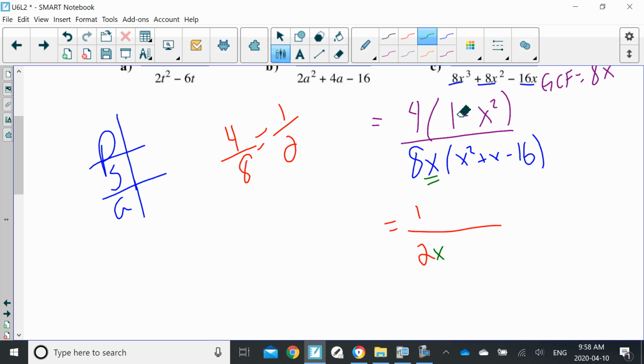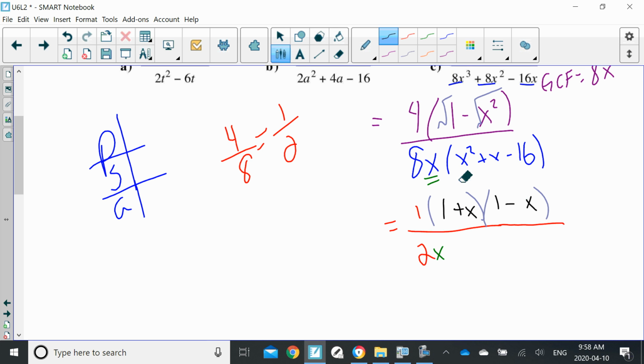This you just need to recognize is a difference of squares. 2 terms separated by a minus, and both the 1 and the x squared can be square rooted. So if I square root both of these and factor by a difference of squares, the square root of 1 is 1, the square root of x squared is x. One factor gets a positive and one factor gets a negative.